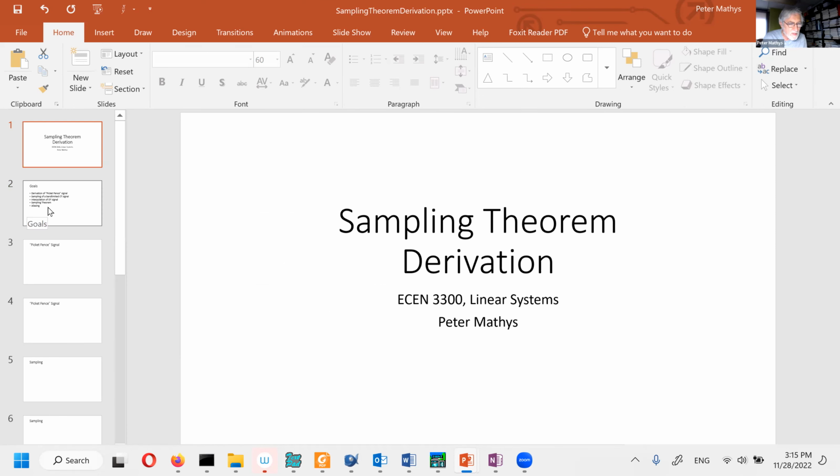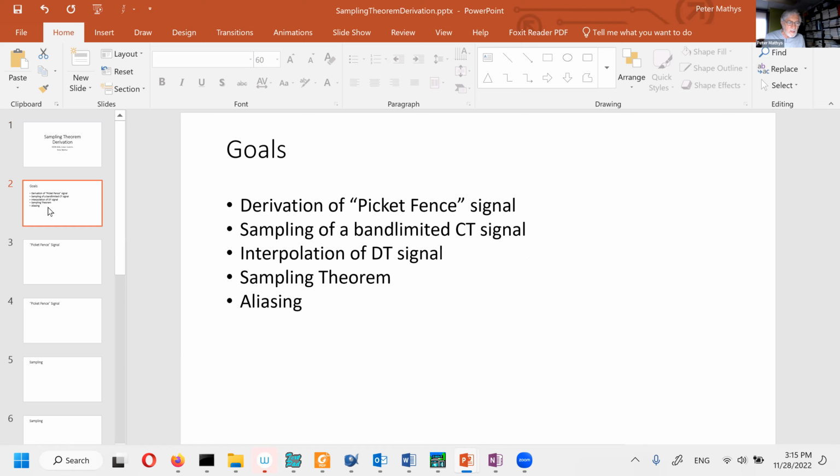The goals that we have in this lecture are the derivation of a picket fence signal that we use for sampling a continuous time signal. And then we want to sample a band-limited example signal, and then look at the interpolation of a DT signal, look at the sampling theorem as a result of all our investigations, and then also take a look at what it means to have aliasing.